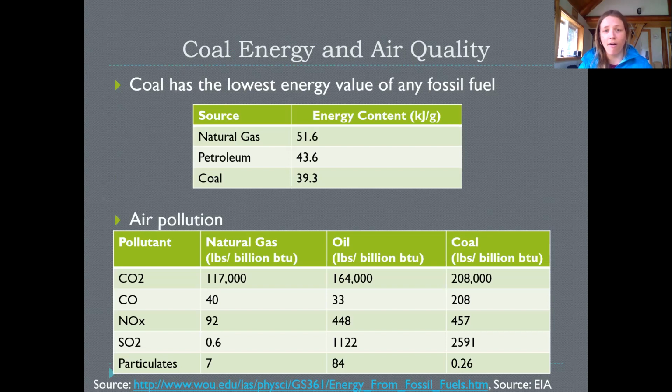It has by far the most carbon monoxide, followed by natural gas and oil. It has the most NOx produced, although it's a similar amount to oil, and then much less produced by natural gas. SO2 is by far and away produced more by coal than oil, and very little produced by natural gas. And then particulates are actually not quite as much produced by coal compared to oil and natural gas.